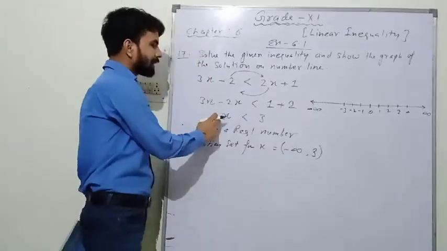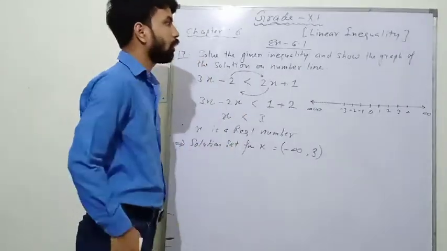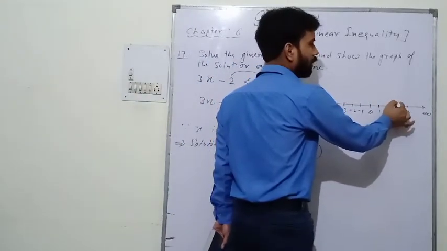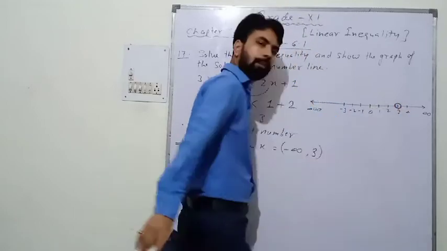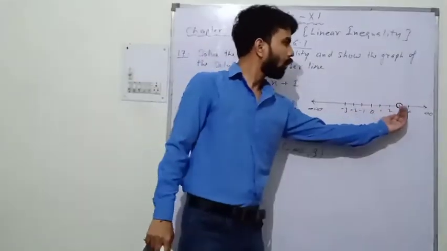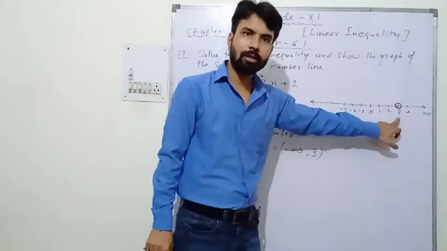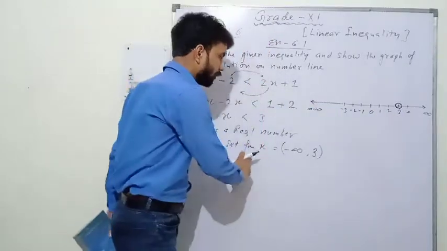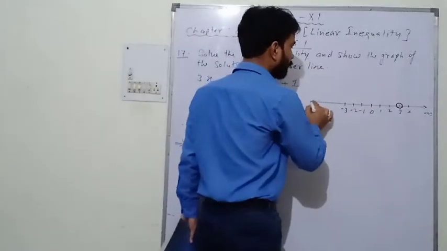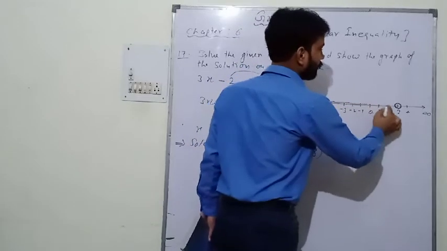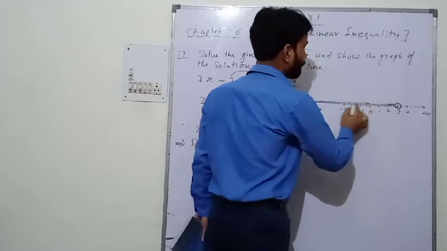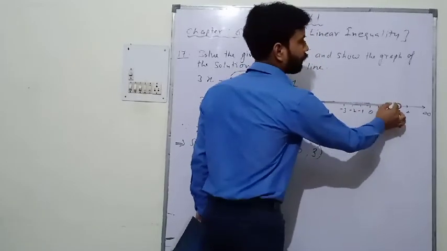But see, x is smaller than 3, so where is 3? Positive 3. Positive 3 is this. So we have to put a circle here. We have to draw a circle at positive 3. Clear? And x is smaller than 3. And we all know that the numbers on left side will be smaller than 3, or not? Am I right? And the solution set is minus infinity to 3. So minus infinity is here, 3 is here. We will have to dark this line like this, till minus infinity. So this we have to show.